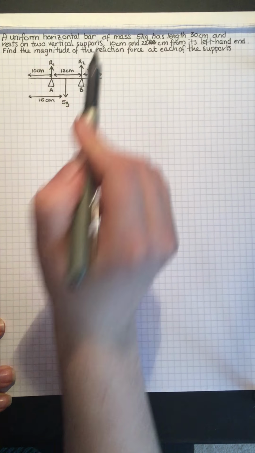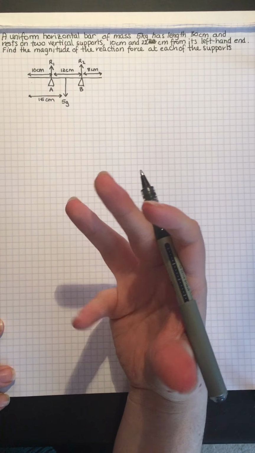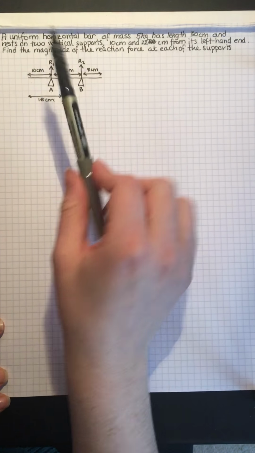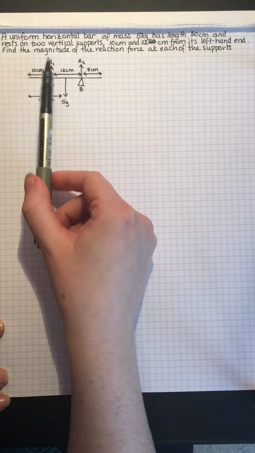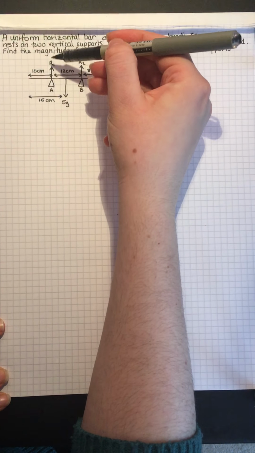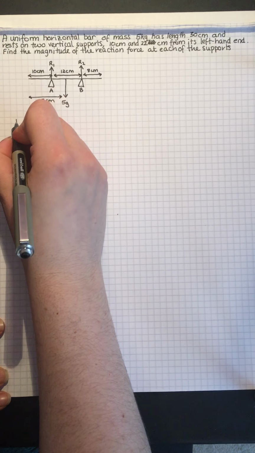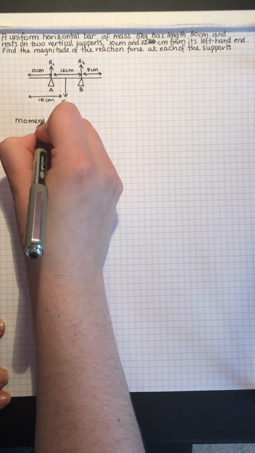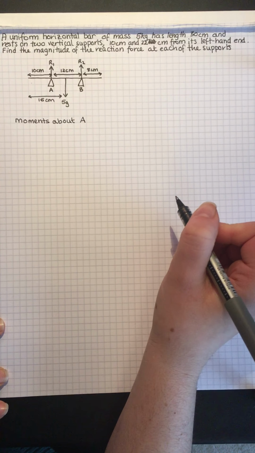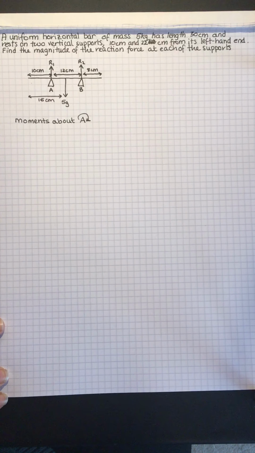Now we want to find the magnitude of these two reaction forces. To do that, we can take moments. We want to eliminate one of them to make our calculations easier, and let's start with eliminating R1. If we take moments about A, we will eliminate R1 because R1 will have a moment of 0, as it's acting directly through A. So we're going to take moments about A, and I need to say what direction I'm going to define as positive. I'm just going to say clockwise, with an arrow there.